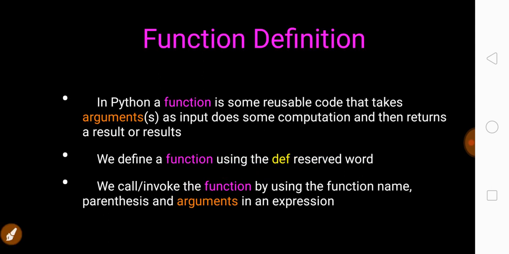Here is the formal definition of functions in Python. A function is some reusable code that takes some arguments as input, does some computation, and then returns a result or results. We define a function using the def reserved word. We call or invoke a function by using the function name, parentheses, and arguments in an expression. So this is the basic terminology that we will use with functions.